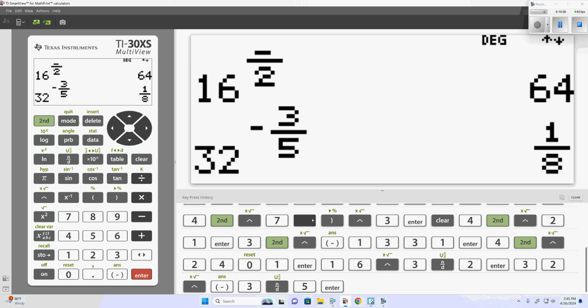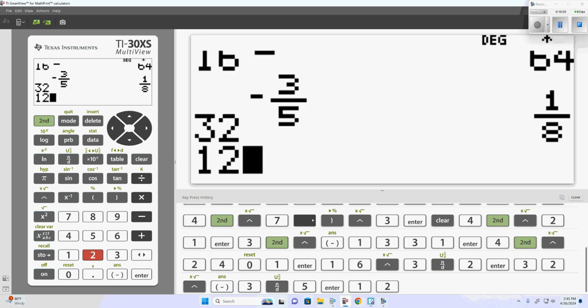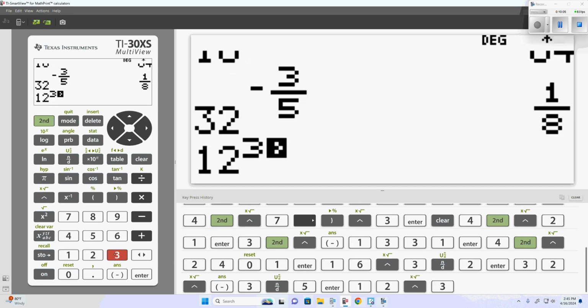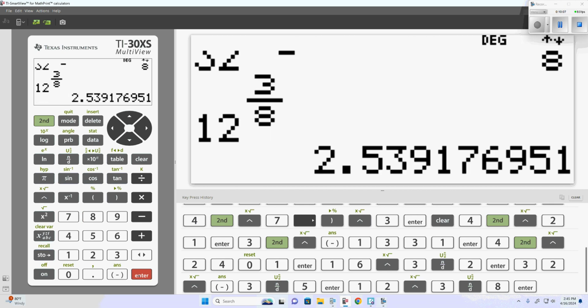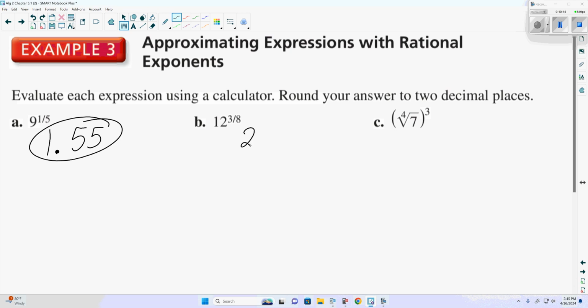12 to the 3/8, not 38. To the 3/8. We can just type this in. 2.539 or 2.54.